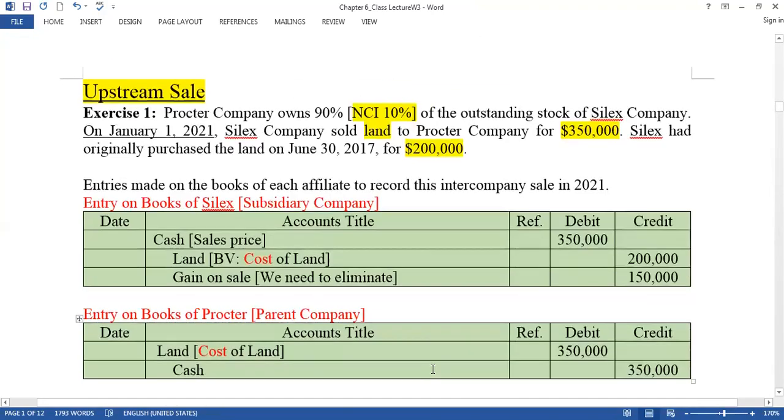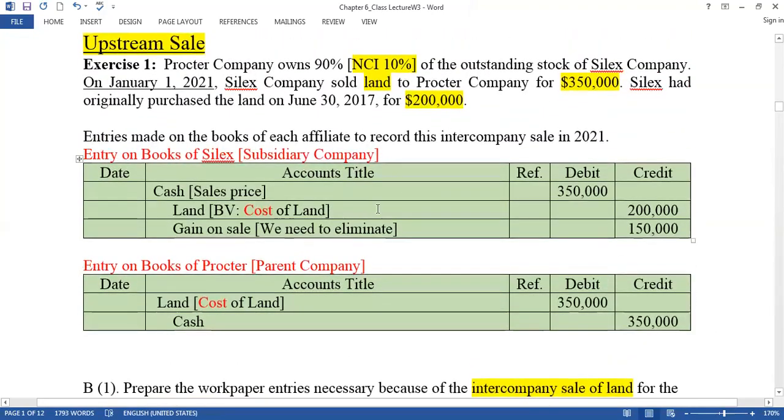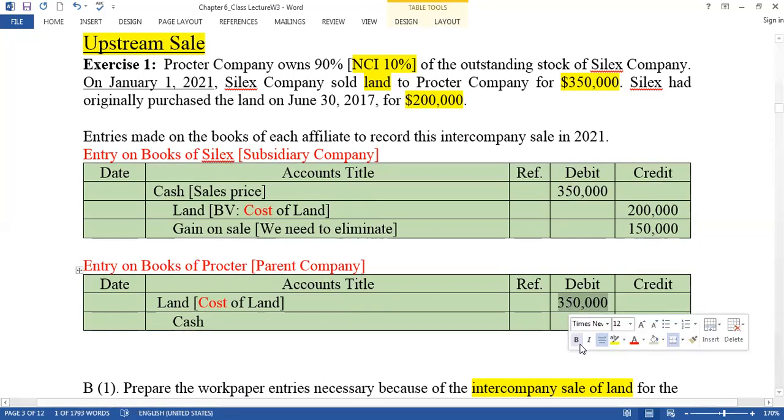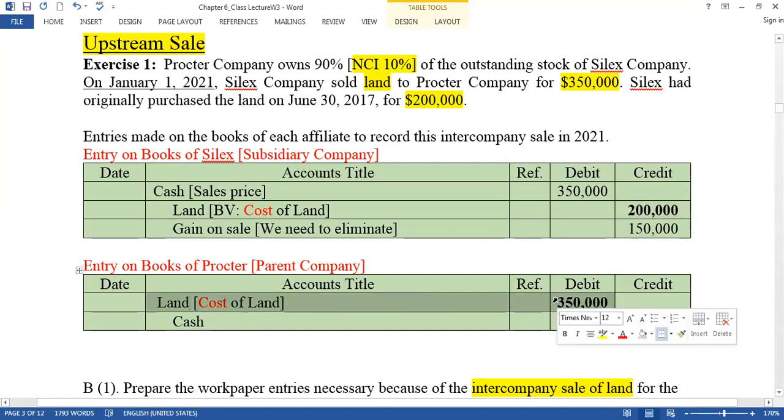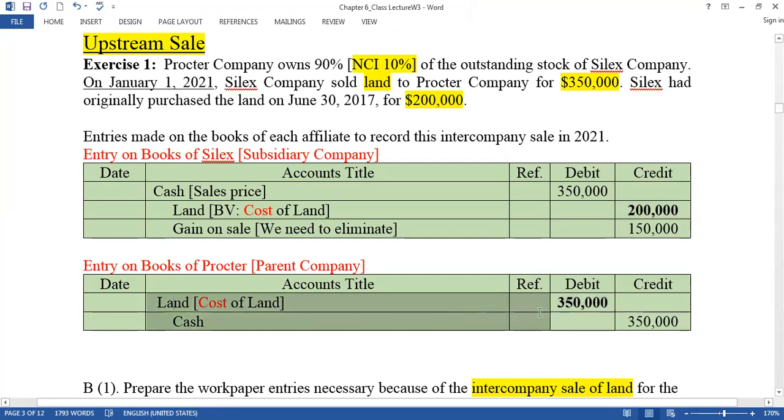So look at the journal entry separately. The parent company recorded this land separately. How much? The parent company recorded this land at $350,000, right? But originally it is $200,000. So the parent company already recorded land debit $350,000, and who prepared the consolidated financial statement? The parent company prepared the consolidated financial statement. So the parent company already recorded land at 350,000, but they know that this is not the original one.